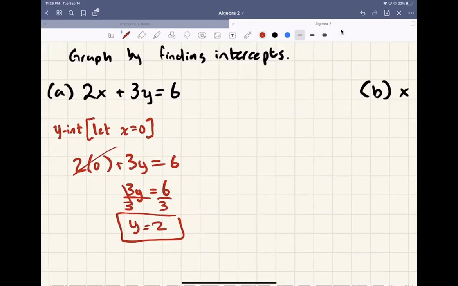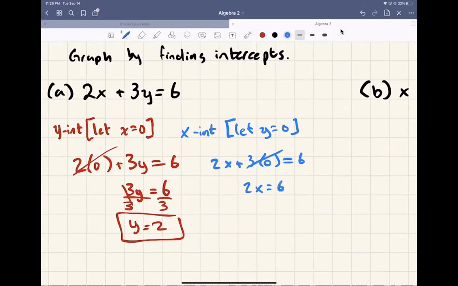And then now we got to find our x-intercept. Okay, x-intercept. Let y equal 0, okay? So now we're going to rewrite the equation. 2x plus 3 times 0 equal to 6. This is going to go away. You're going to get 2x is equal to 6. Divide both sides by 2. And you're going to get that our x-intercept is equal to 3.